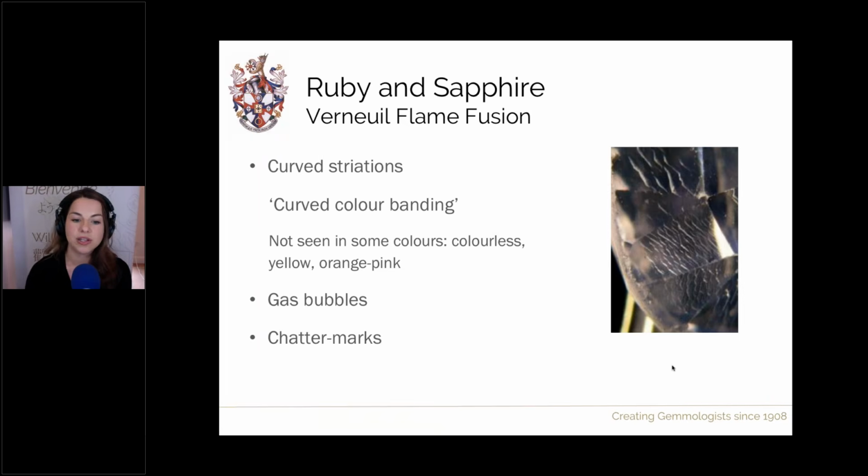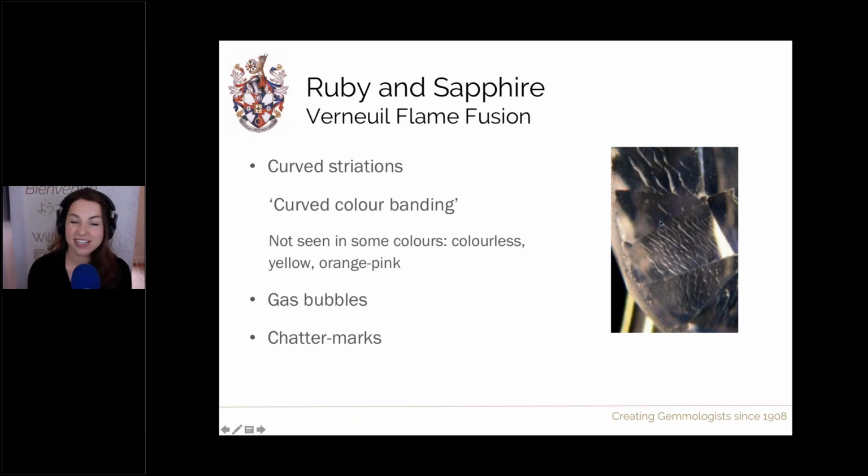Also, you might see something known as chatter marks. These can also be called fire marks. And chatter marks, fire marks, these are a feature of poor cutting or cutting without due diligence or enough care. And what these are, friction marks, friction burns on the facet of the gem, sorry, where it was allowed to get too hot on the polishing wheel. And for that reason, you end up getting these friction marks on the facet faces.